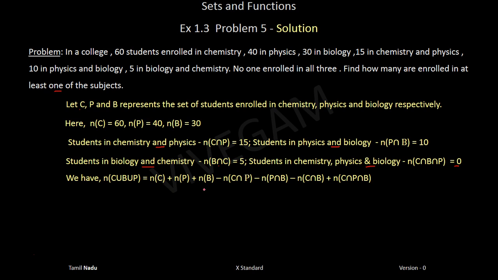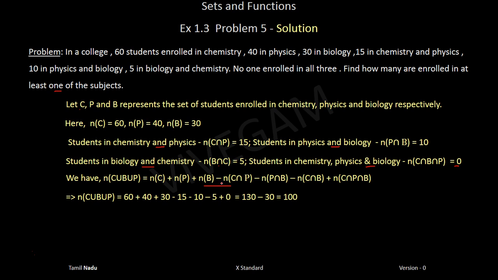Using that formula, we have this. As I told you earlier, we know all these values. The entire right hand side we know. So all we need to do is substitute those values here and simplify. You will be able to get the left hand side. So N of C is 60, N of P is 40, N of B is 30, minus 15. That is N of C intersection P.